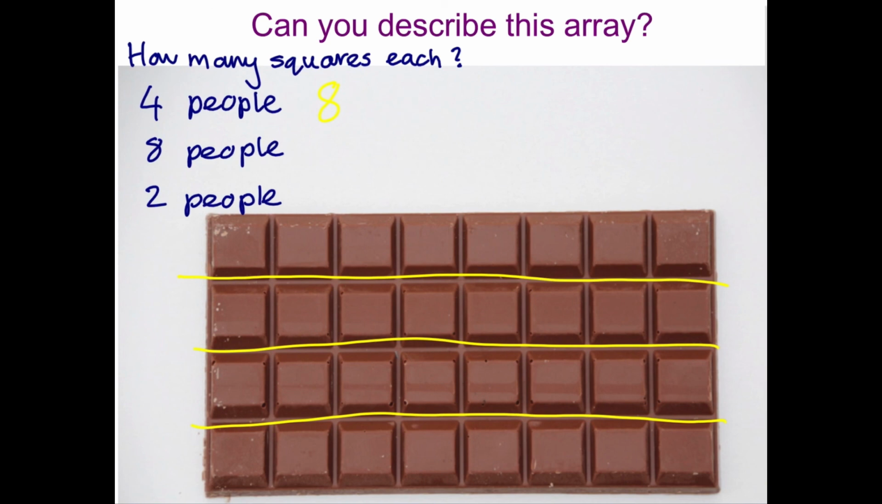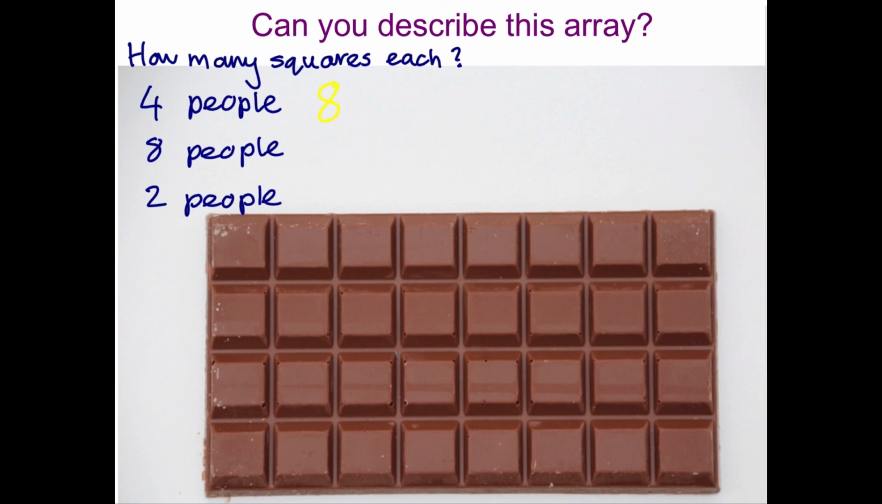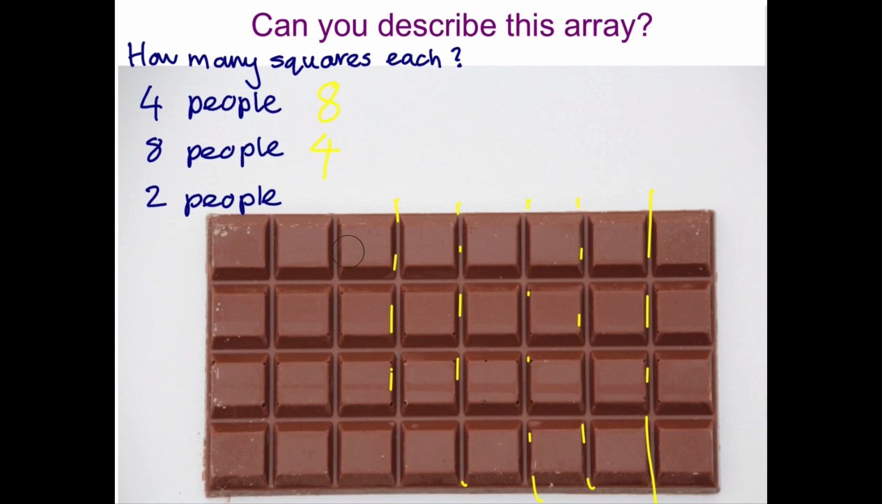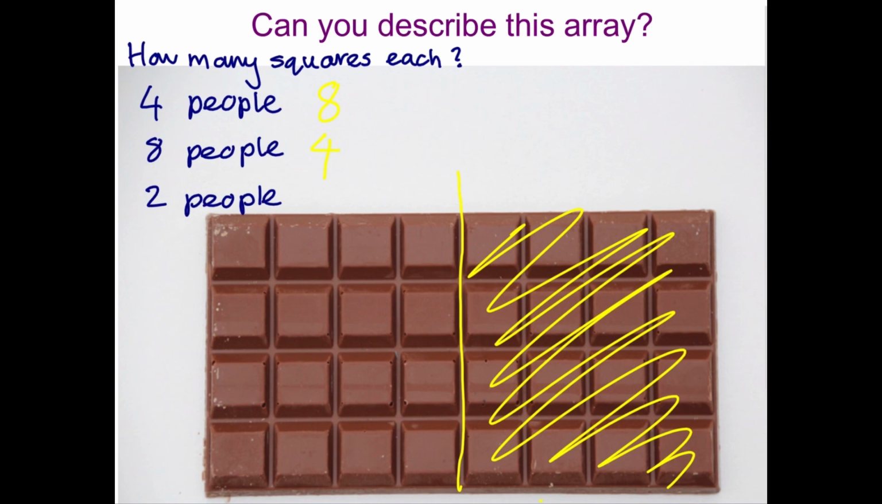But what about, let's rub that one out, if you had 8 people? So if you were sharing it between 8 people, you could cut it up this way. And then you can see they'd get 4 squares each. What about if there were only 2 people? Now you don't have to break it into loads and loads of 2s, because remember it's the same as breaking it in half. So if there were 2 people, they would get all of that each. So have a go at the sheet that you've got in your pack.